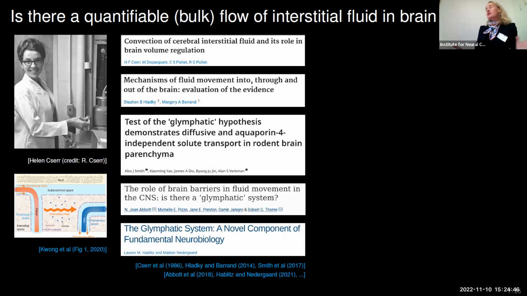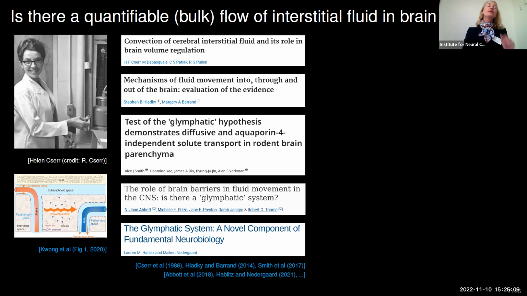But just 5 years ago, Alan Berkman and his colleagues in San Francisco found no evidence for any form of convective transport in the brain. And so this community has really been, the discussion has been going back and forth for the last 40 years. And we, like Alice in Wonderland, have rather jumped into this rabbit hole in trying to explain this.